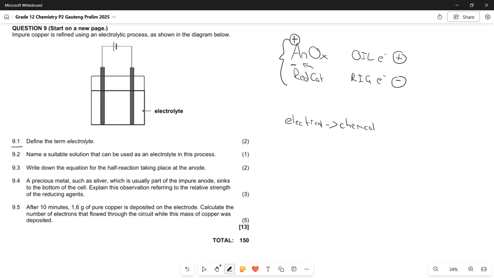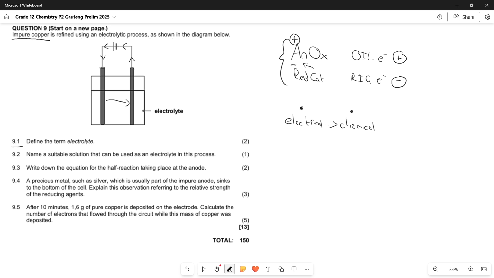Which means that as we can see here, we have this external circuit over there, and we have our positive terminal here, which means we are flowing this way, flowing over here, and then going this way back into our negative terminal of the battery. That means we are using electrical energy to create chemical energy.